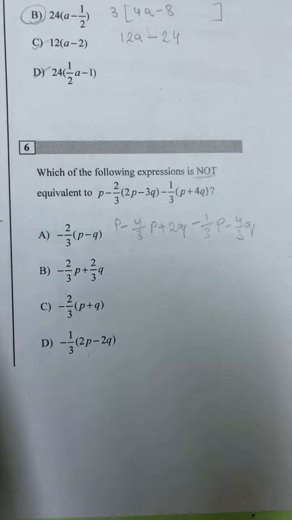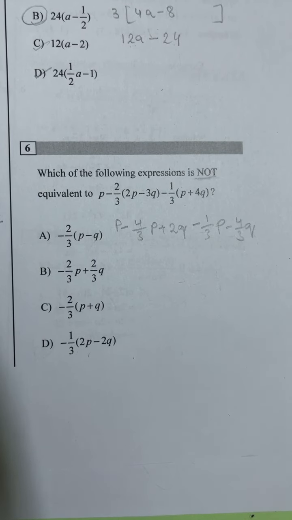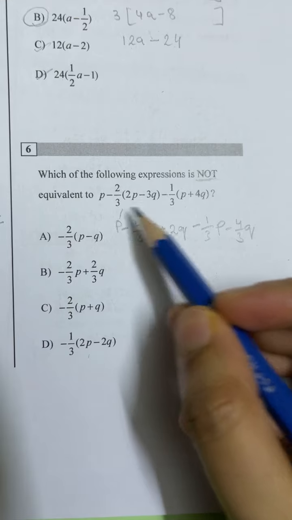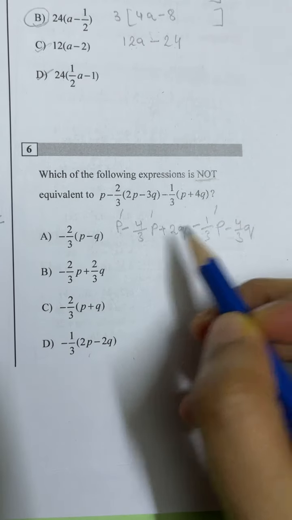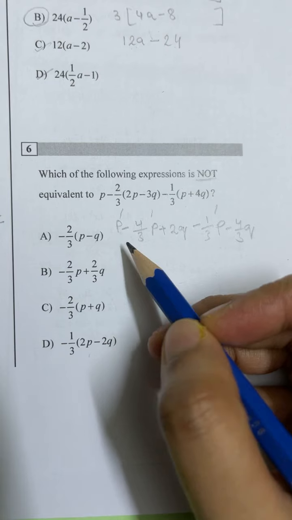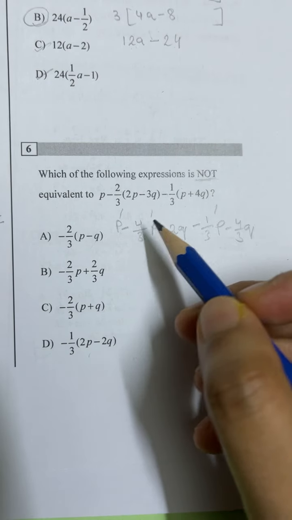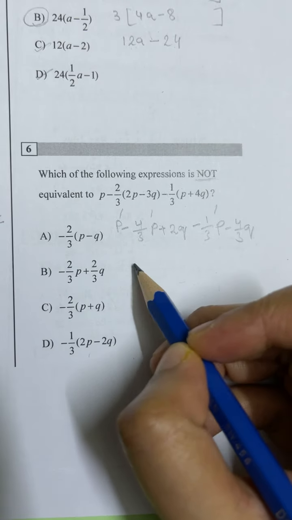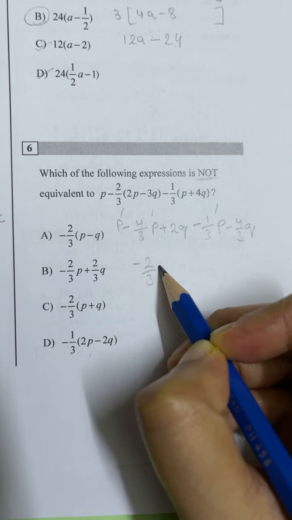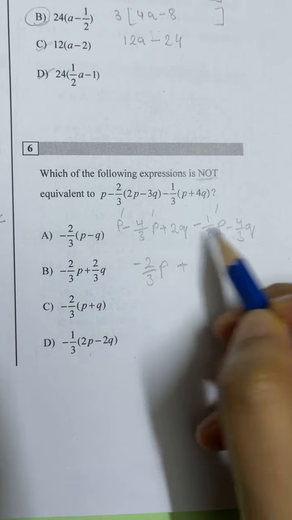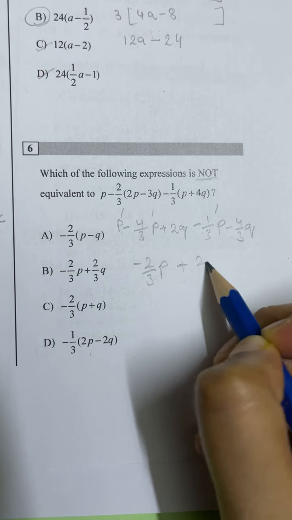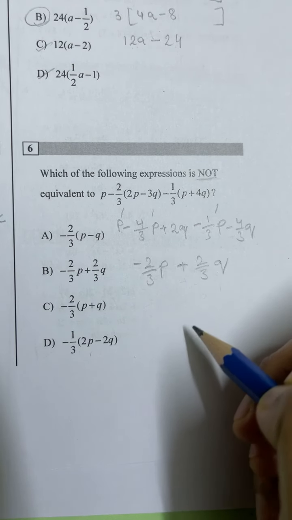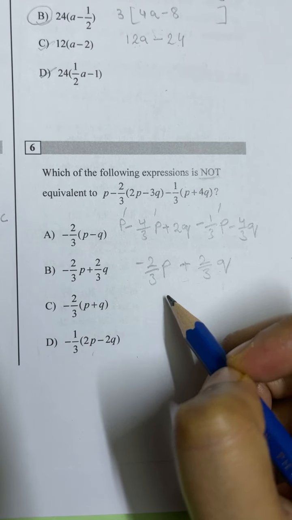Now let us solve it. So we have P here, we have P here, we have P here. So minus 4 minus 1 will give me minus 5/3 of P plus 1. So minus 5/3 of P plus 1 will give me minus 5 plus 3, that's minus 2/3 of P. So I have minus 2/3 of P plus 2Q minus 4/3 of Q. So that will just give me plus 2/3 of Q. Alright, so this is the answer which we have got.